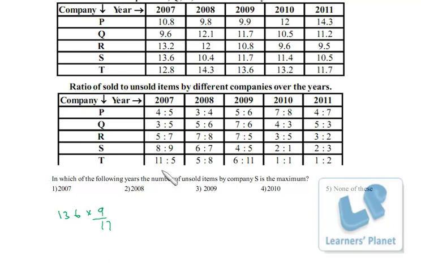In year 2008 it is 104, and unsold items will be 7 by 13. In year 2009 it's 117, and unsold items will be 5 by 9. In year 2010, 114, and unsold items must be 1 by 3. We have none of these also, so we need to take 2011 as well. So 2011, 105 into 3 by 5.